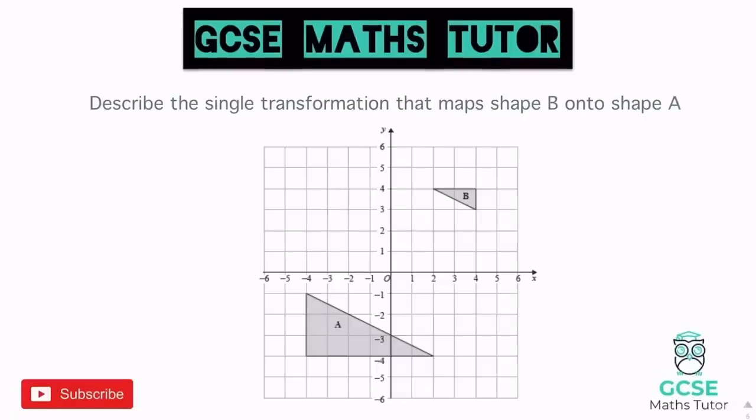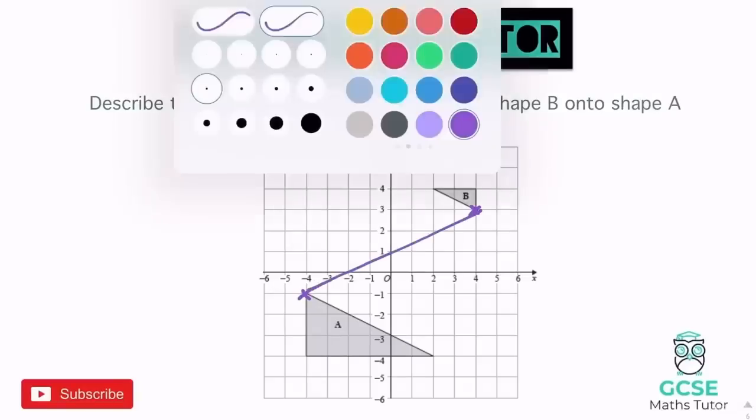Okay, so it says describe the single transformation that maps shape B onto shape A. This is quite nice. Hopefully you can tell that it's an enlargement, because obviously one's got bigger and smaller, and we're going from B to A. Now what you can do is you can get your ruler, and we're going to have to try and do this quite carefully, but you join up the similar points. Now the similar points are here and here. Obviously it's been rotated 180 degrees. Now if you get your ruler and join that up, you end up with a little line like that. And then you just do that for all the other points.